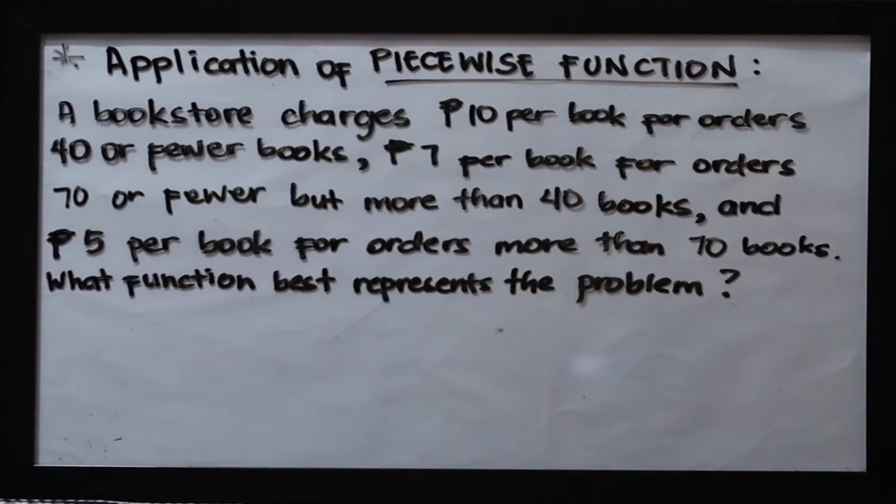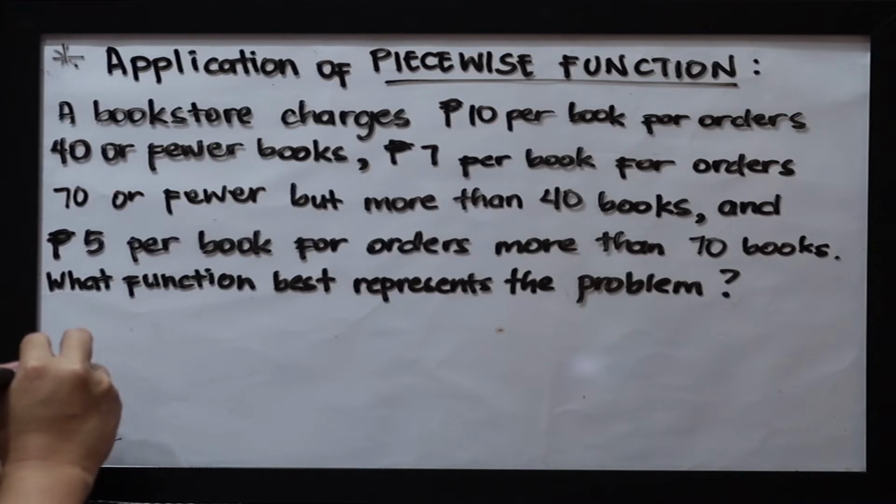Last problem: a bookstore charges 10 pesos per book for orders of 40 or fewer books, 7 pesos per book for orders of 70 or fewer but more than 40 books, and 5 pesos per book for orders of more than 70 books. What function best represents the problem?